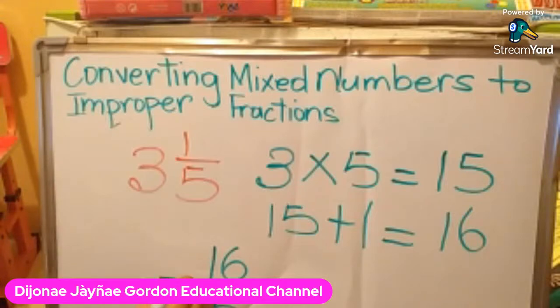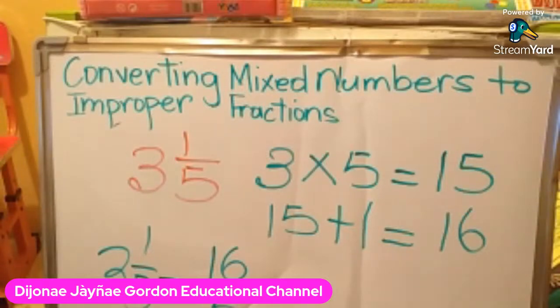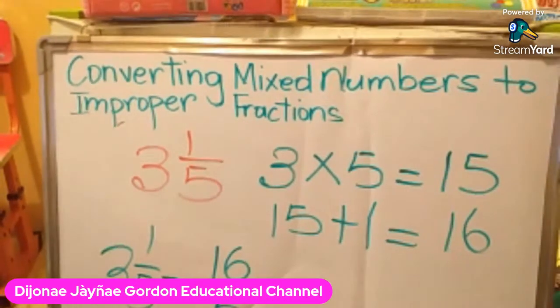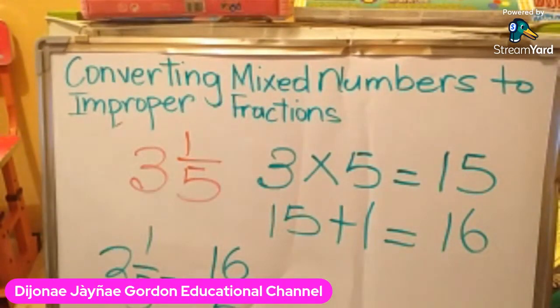So now 3 and 1 over 5 is equal to 16 over 5. All right, let's look at our next example.